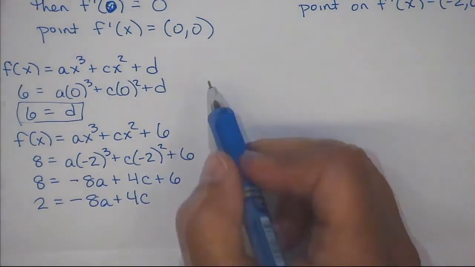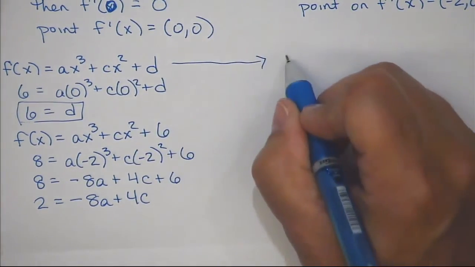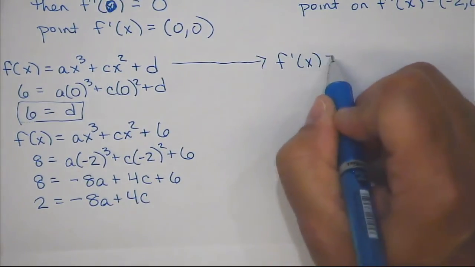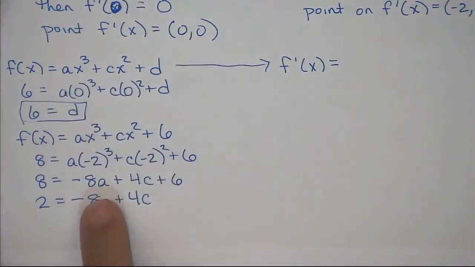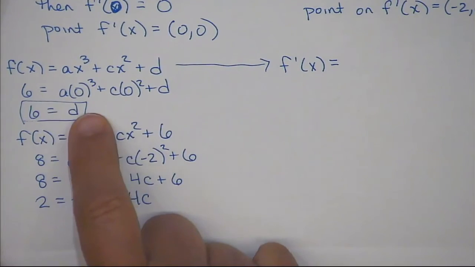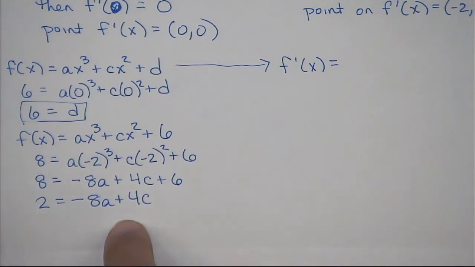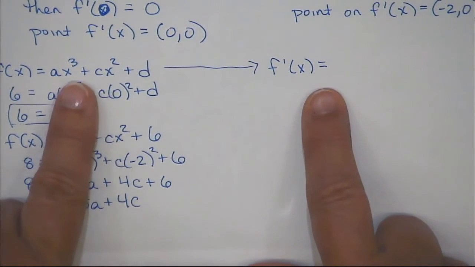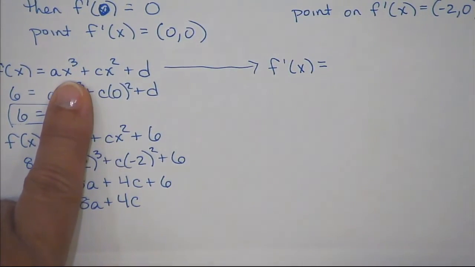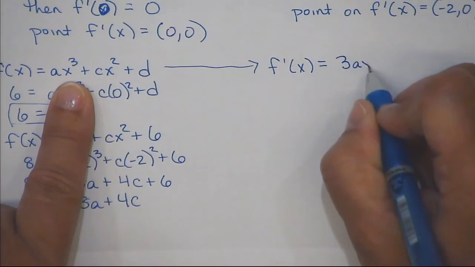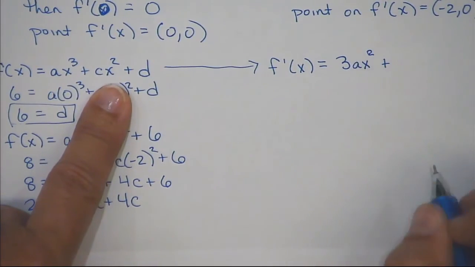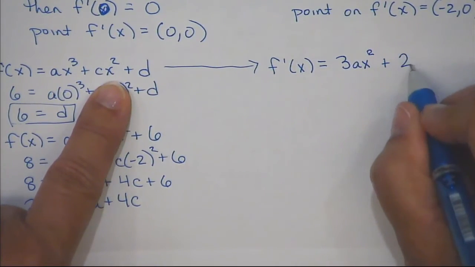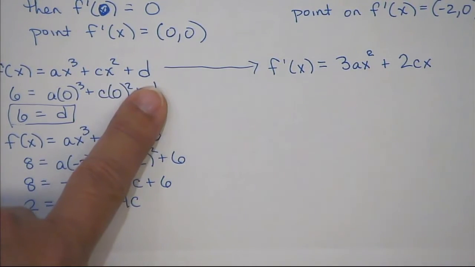Okay, so now let's find our derivative. We got some points to put into there. So that's all I could do with f of x. I plugged in 0, 6. I plugged in negative 2, 8. I'm done with my first function. Now let's take the derivative of this. So this is 3ax squared plus 2cx, and d is a constant, so plus 0.